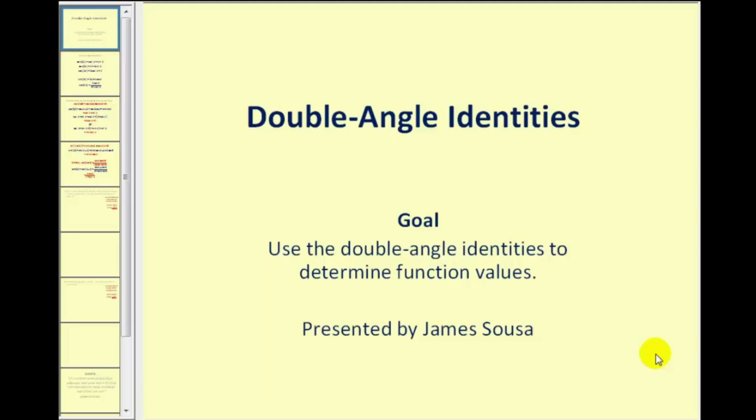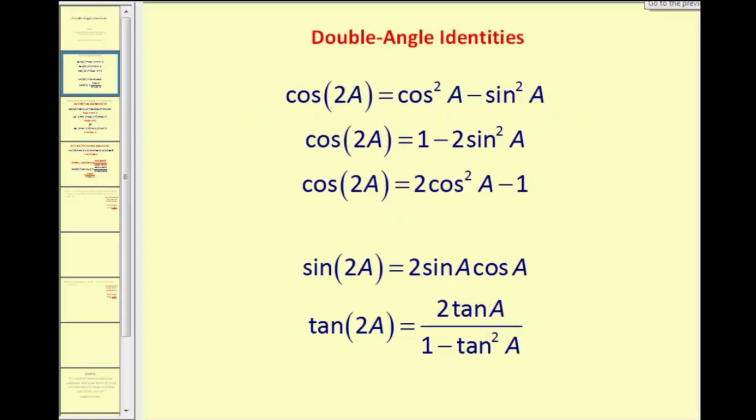Welcome to a lesson on double angle identities. The goal of the video is to use double angle identities to determine function values. So the first thing you'll notice is there are three double angle identities for cosine.